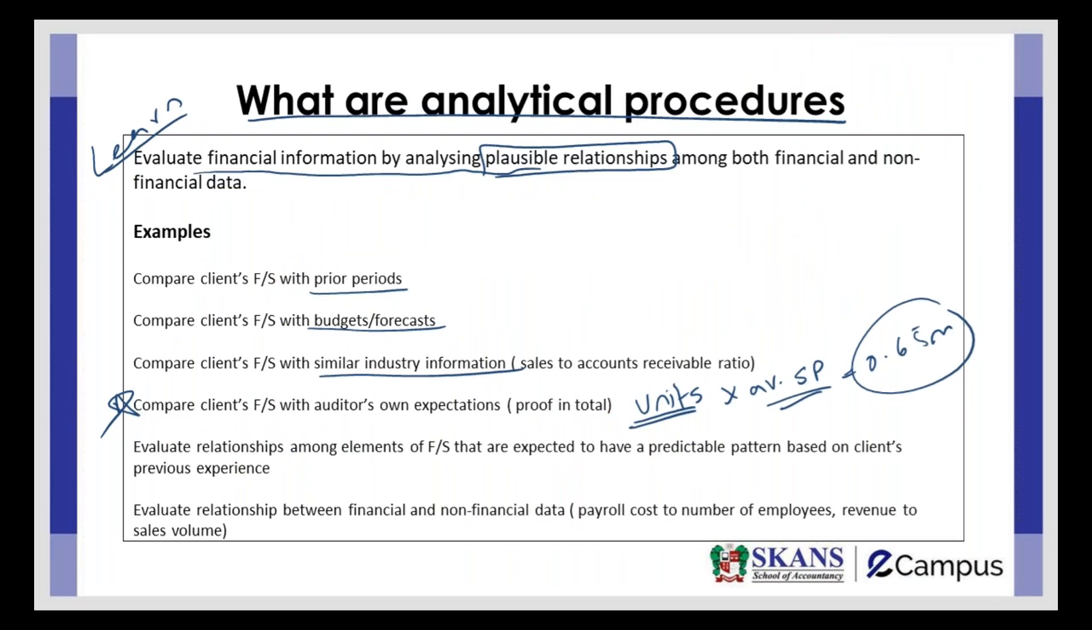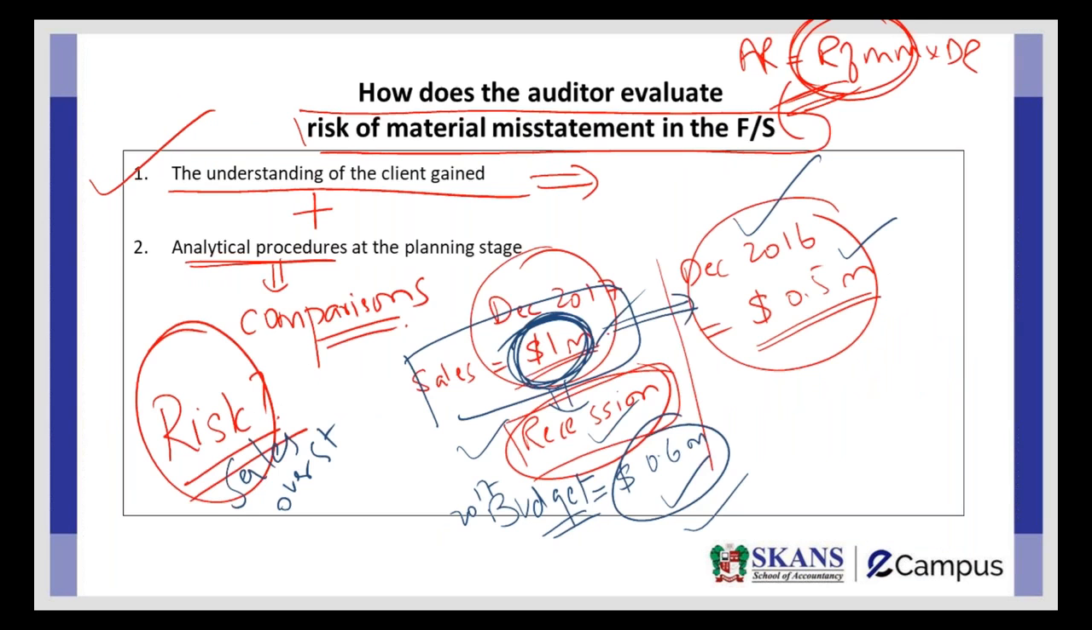You could be, again, comparing it to non-financial information, right? So number of employees compared with your payroll expense, etc. So in reality, I could be finding out the risky areas through the understanding that I've gained, as well as through the comparisons that I'm doing. These comparisons will give me more risky areas, and they are called analytical procedures.